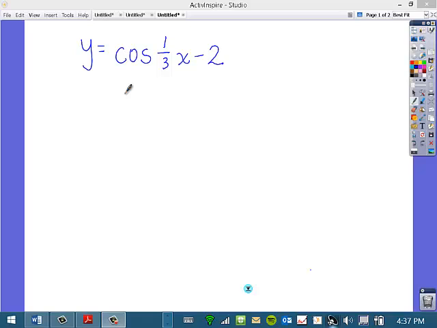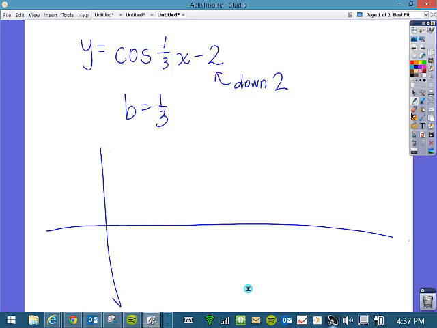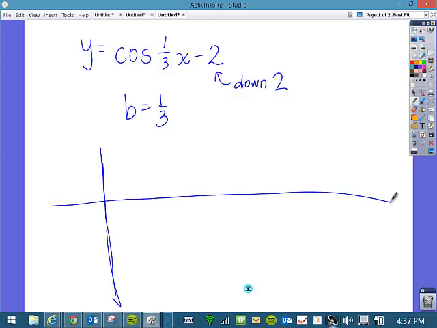So this first example, y equals cosine of 1/3 x minus 2. So b is 1/3. The amplitude's still 1. We haven't shifted it to the right or to the left, but we are going to shift it down 2. So when we set up our coordinate grid, actually I'm going to erase my x-axis and redraw it because I'm shifting it down 2, so I'm going to leave sufficient space to graph. So I'm going to shift it down 2.